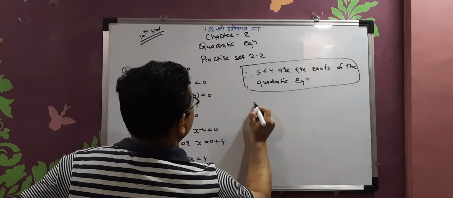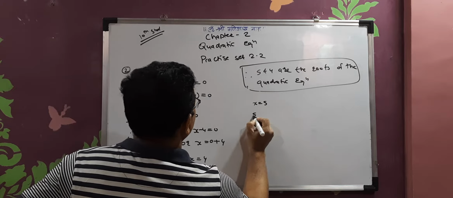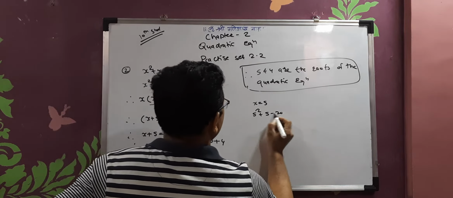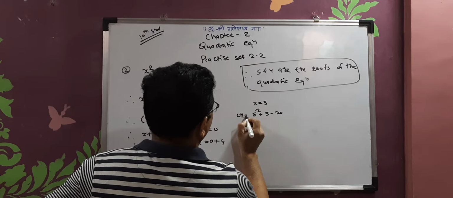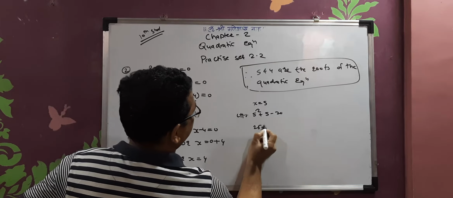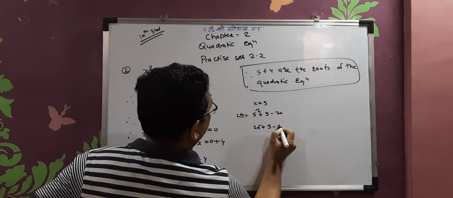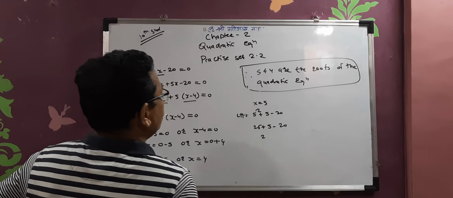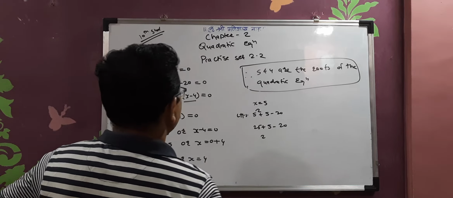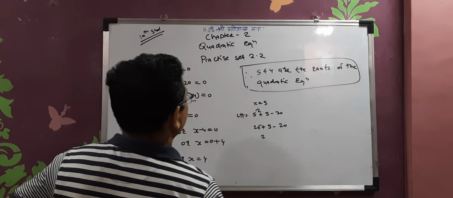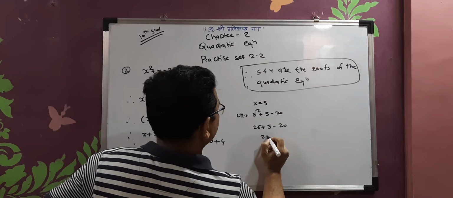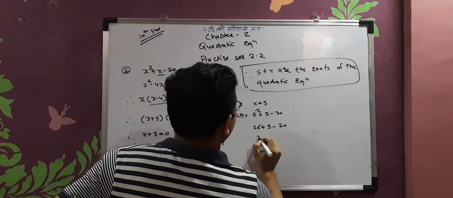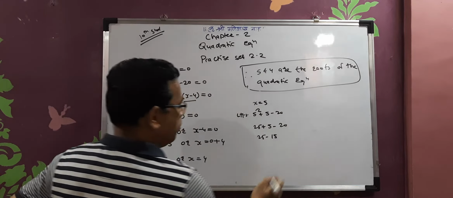So take x is equal to 5. So 5 square plus 5 minus 20. This is the left hand side. So 5 fives are 25 plus 5 minus 20.